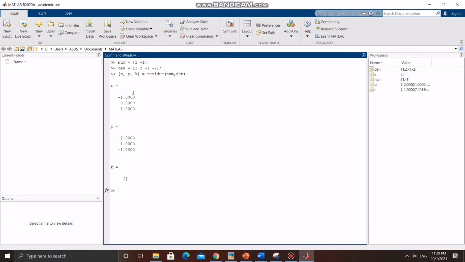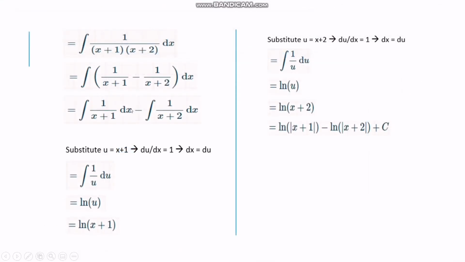We got the coefficients: -1 corresponding to -2, and 1 corresponding to -1. So basically we use MATLAB only for finding the coefficients of this equation, which are 1 and -1.